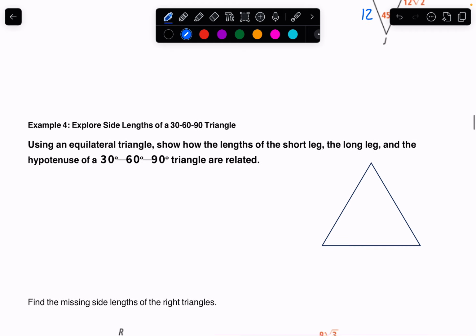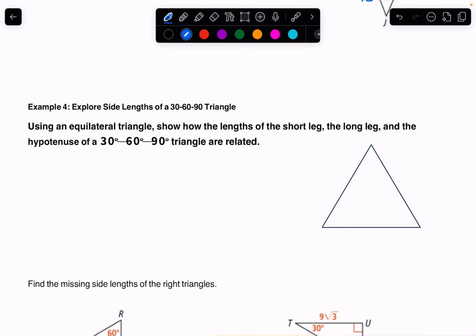I also have a rule for 30, 60, 90, another very common type of right triangle. This one is really common because if we start with a 60, 60, 60, an equilateral triangle, and we draw a line down the middle, all of a sudden we have a 90-degree angle. We have that 60-degree angle that was originally there, and then the 60-degree angle at the top is going to cut in half to become a 30-degree angle. So this is another common type of right triangle because it is an equilateral triangle cut in half.